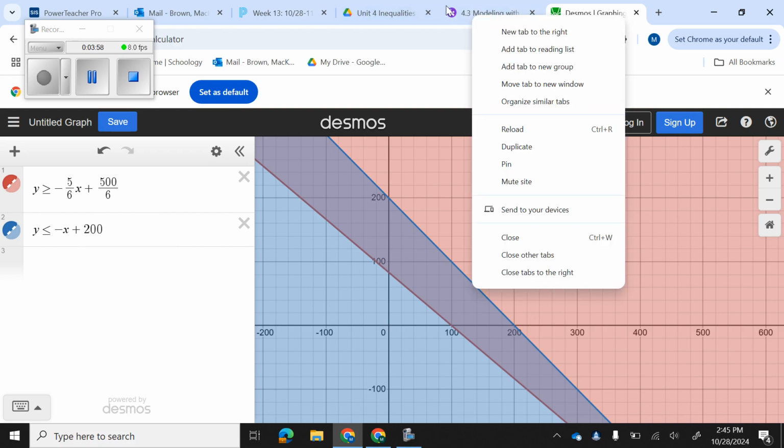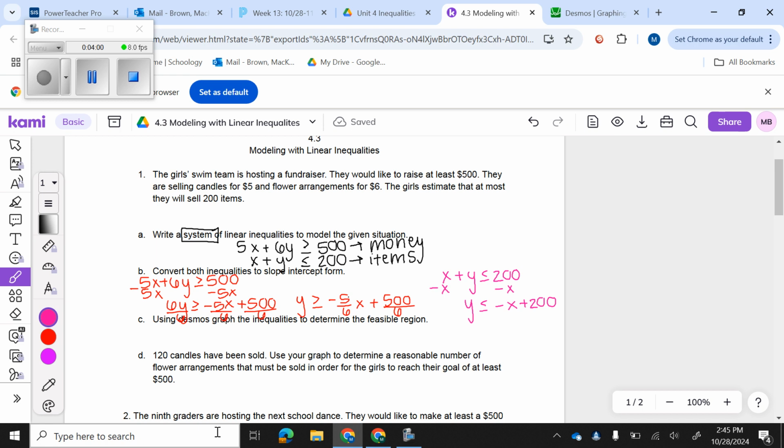Then it says 120 candles have been sold. Use your graph to determine a reasonable number of flower arrangements that must be sold in order to reach their goal of at least 500, okay? We got 120 candles, okay? A candle was x. So I got to go find when x equals 120, what is my y?